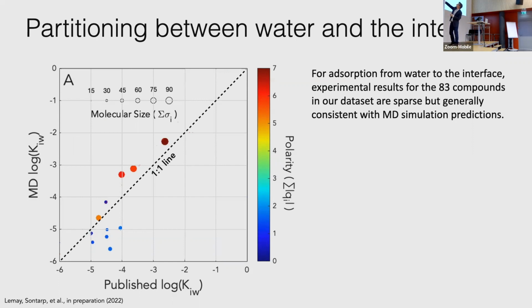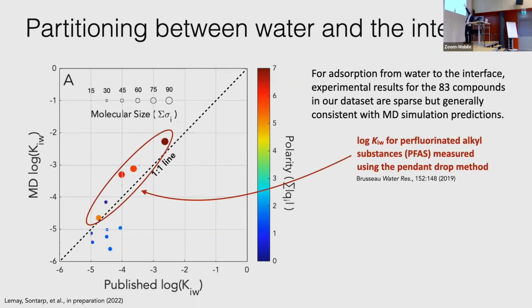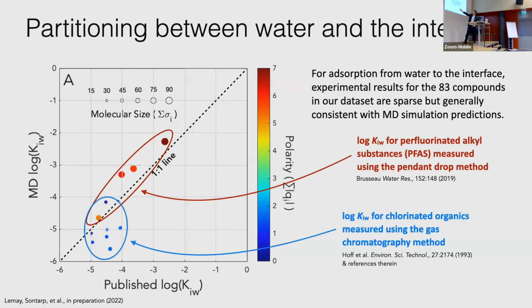So this is the log KIW, the adsorption coefficient from water to the interface, predicted by MD versus measured, with the data set that was measured by Brousseau's group using the pendant drop method for various PFAS compounds, and then some data that were measured about 30 years ago using a well-established gas chromatography method. It looks like it's matching pretty decently.